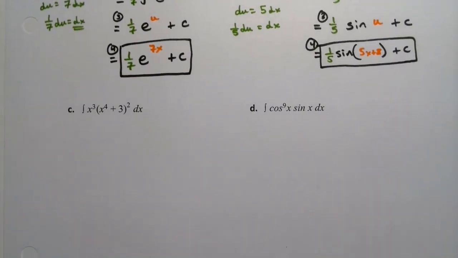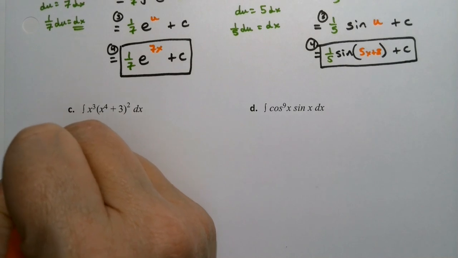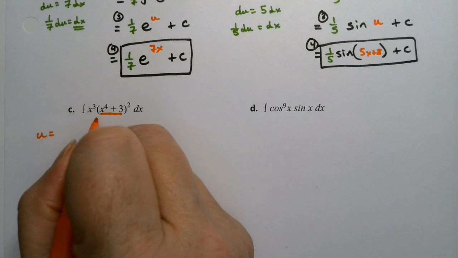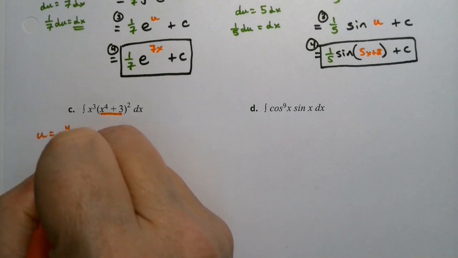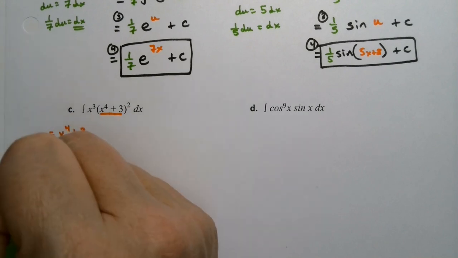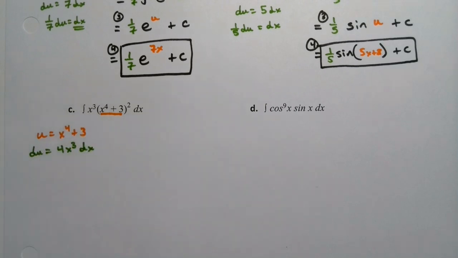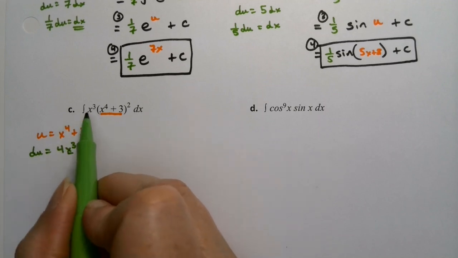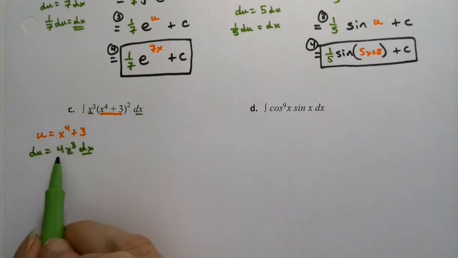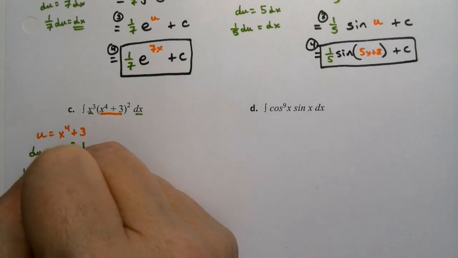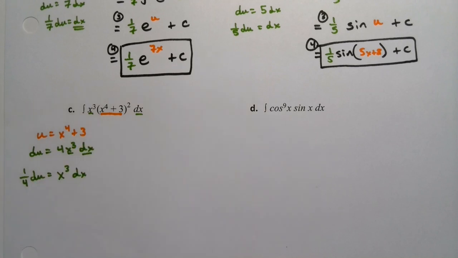So u is equal to, well, this function's nested inside the squared. So u is x to the 4th plus 3. The derivative of that would be 4x to the 3rd dx, right? So 4x to the 3rd, I want the x to the 3rd and I want the dx because they're in there, but I don't want that 4. So I'm going to make it 1/4 du is equal to x to the 3rd dx.